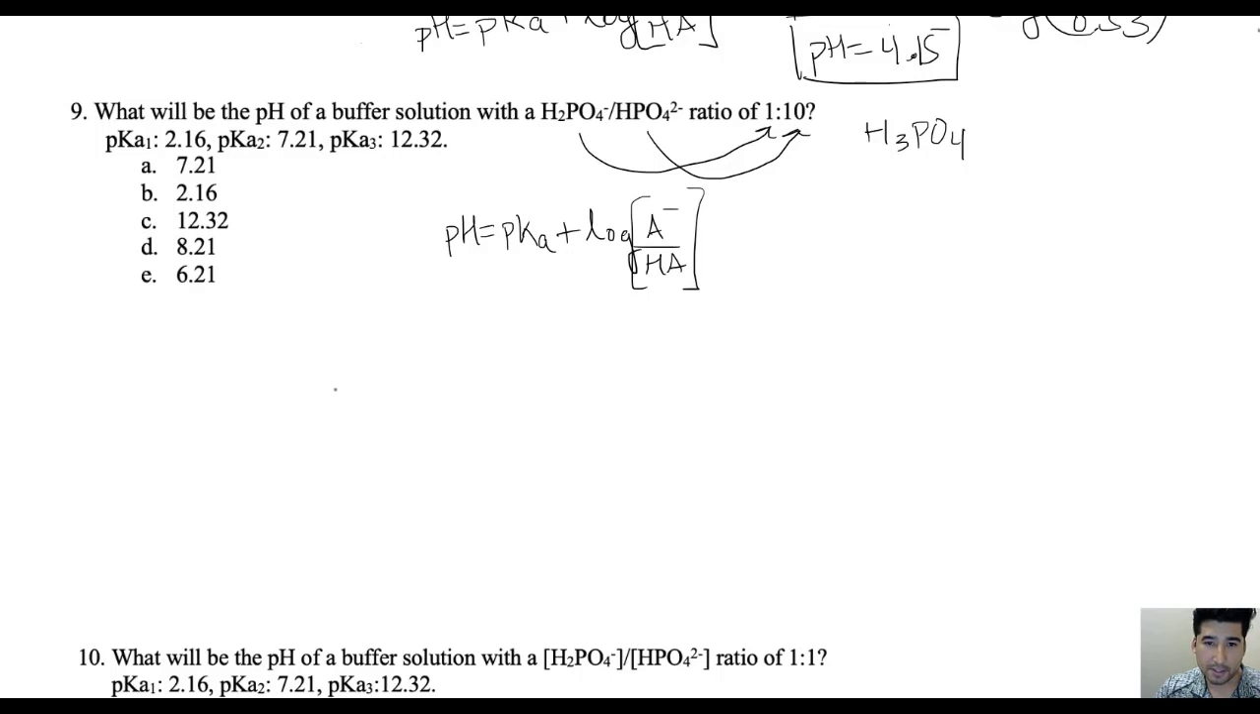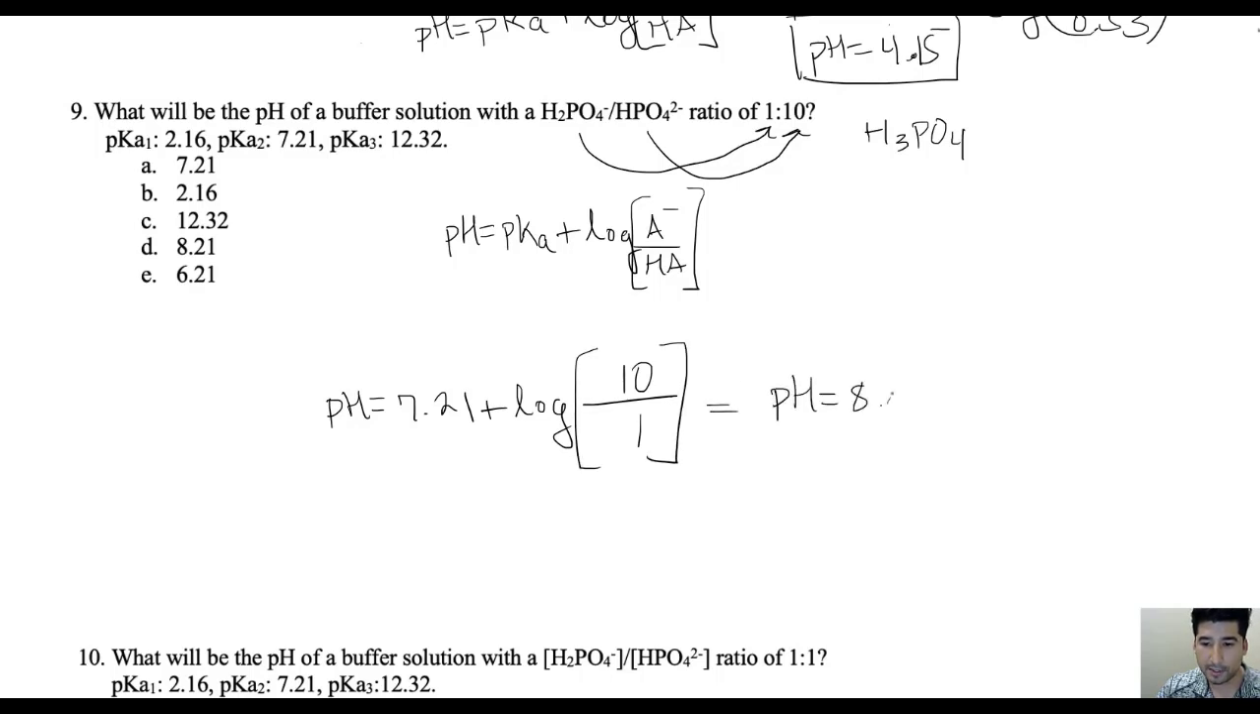So what will be the pH of this buffer solution? That's pH is equal to 7.21 plus log of the conjugate base to the acid. And how much conjugate base do we have? We have 10 parts of it, and we have 1 of the acid. So what this means is that pH will be equal to 8.21. And so the answer is D.